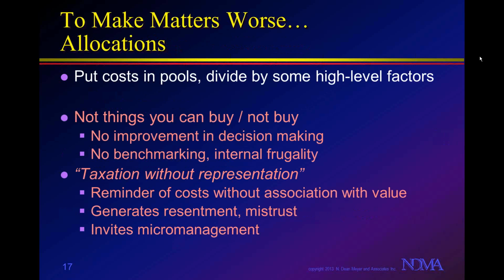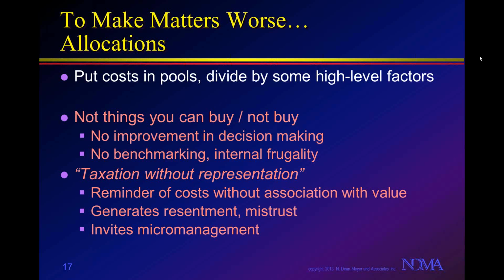And then the old paradigm, just to make matters worse, how about if we allocate our costs to the business? We put our costs in these big pools and divide them by some high-level factors like headcount or revenues or transaction volumes of some major applications and stick it to the business. Now, from the client's point of view, they're getting hit with a cost for high-level drivers, these are not things that they can choose to buy or not buy. So they can't really decide and manage demand based on high-level allocations. They can't decide what to buy and not buy, so it's not going to improve the quality of our priorities or our decision-making. And there's no way to benchmark this against outsourcing or Gartner benchmarks or anything else. So it's just this number that hits their bottom line.